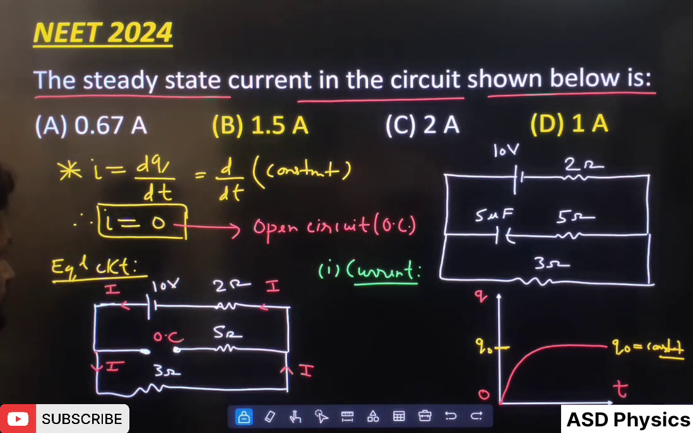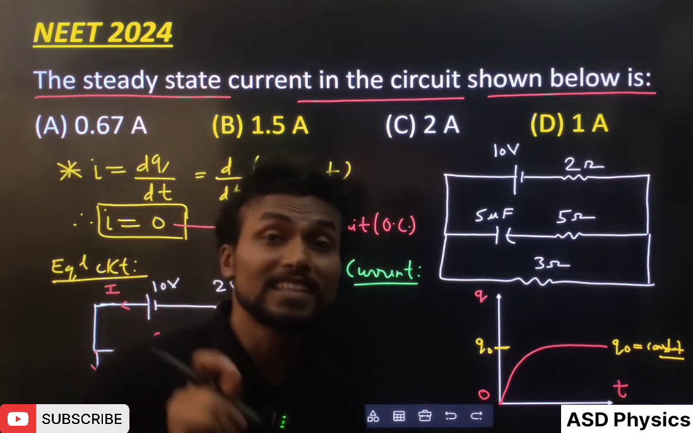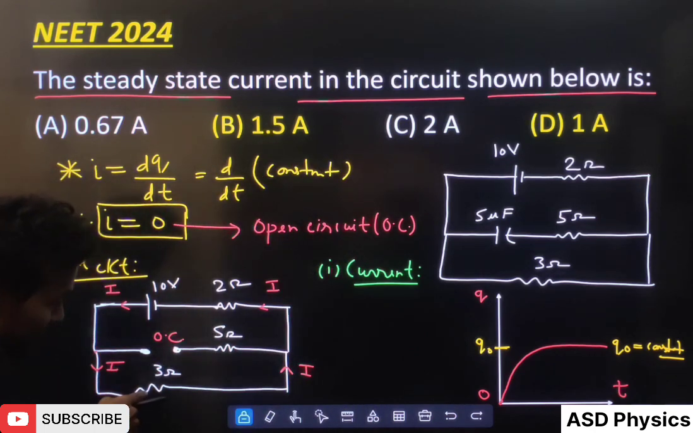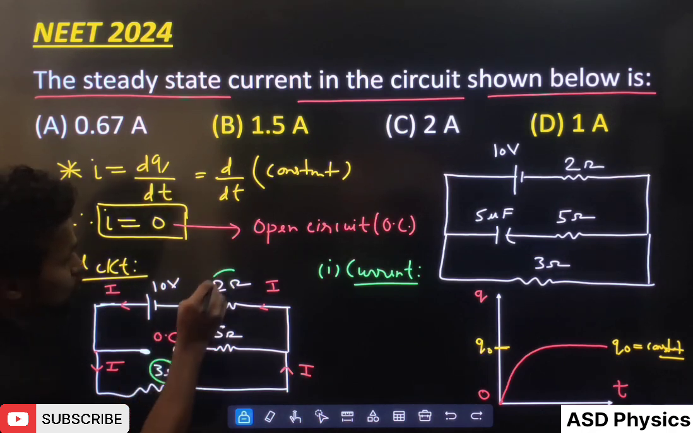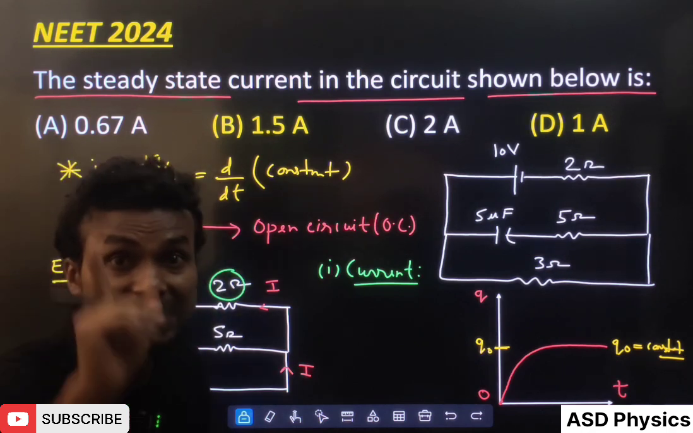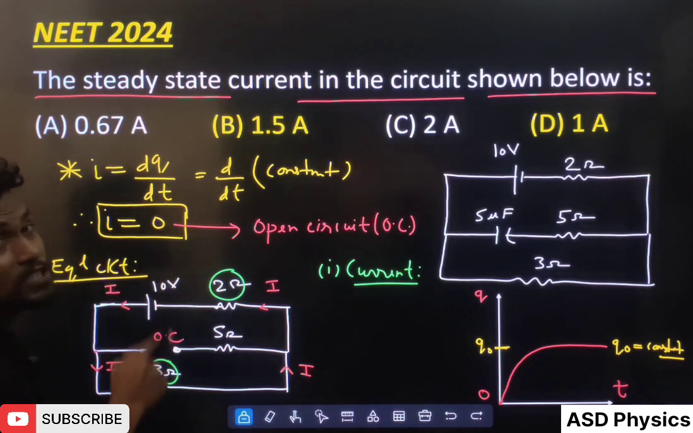So students, tell me one thing. Are this 2 ohm and this 3 ohm resistors connected in series or parallel? You can see, here current is how much? I. Here also current how much? I. That means this 3 ohm and this 2 ohm are connected in series. There is no current in this 5 ohm resistor.